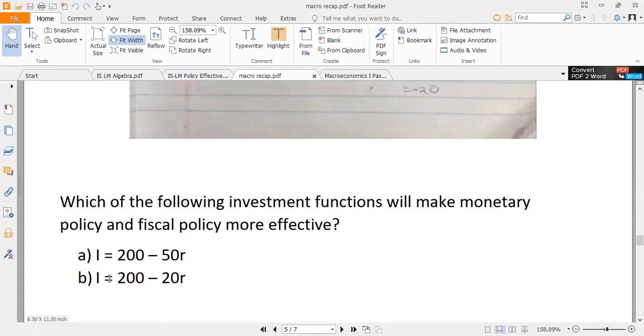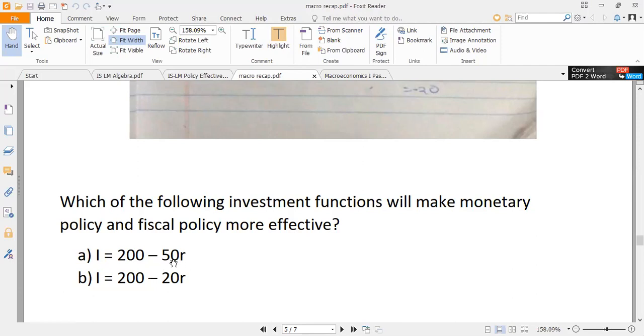And because investment is less sensitive to interest rate, it will make the investment function steeper, which will in turn make the IS curve steeper. But if you want to talk about the effectiveness of monetary policy, if you look at these two, if you should increase your money supply and then interest rate should fall by 1 unit, the first one, investment will increase by 50 units because there's a fall in interest rate.